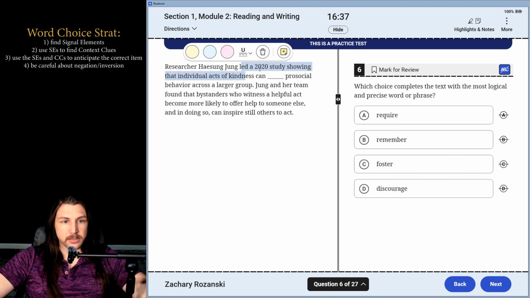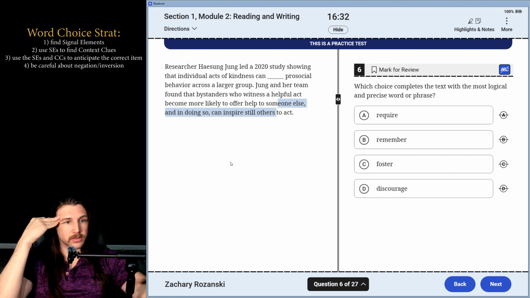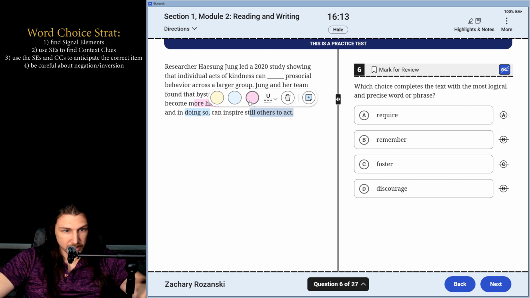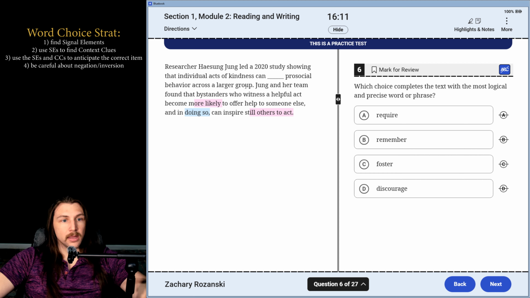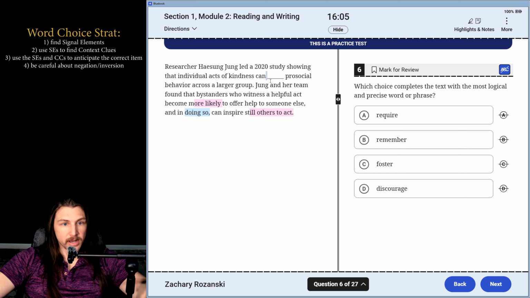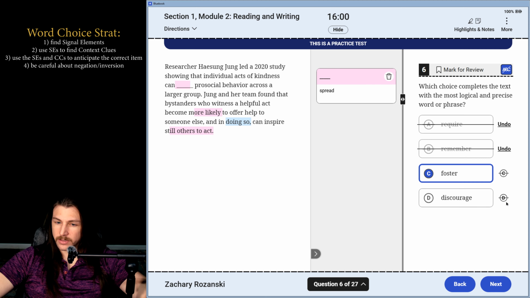6, the researcher led a 2020 study showing that individual acts of kindness can do something to prosocial behavior across a larger group. So stop or advance prosocial behavior, but we need to know where. Young and her team found that bystanders who witness a helpful act become more likely to offer help to someone else, and in doing so, still inspire others to act. So individual acts can spread prosocial behavior. My anticipatory word is going to be spread, not require, not remember, absolutely foster.